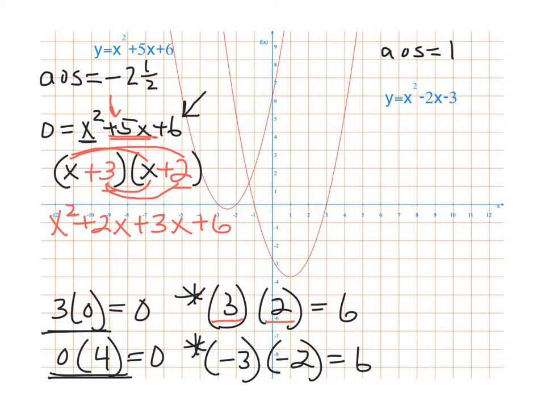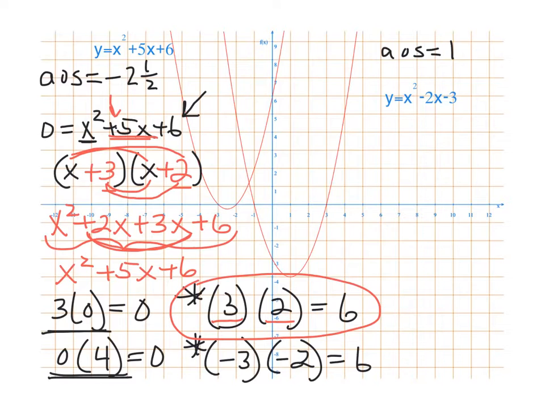So we've distributed each term of the first binomial into each term of the second binomial one at a time, and we end up with this polynomial. Well, we recognize that these are like terms, so we can combine those, and we get x squared plus 5x plus 6. And because that is true, we know that we have to use the positive values in order to get our 6 and not the negative values.